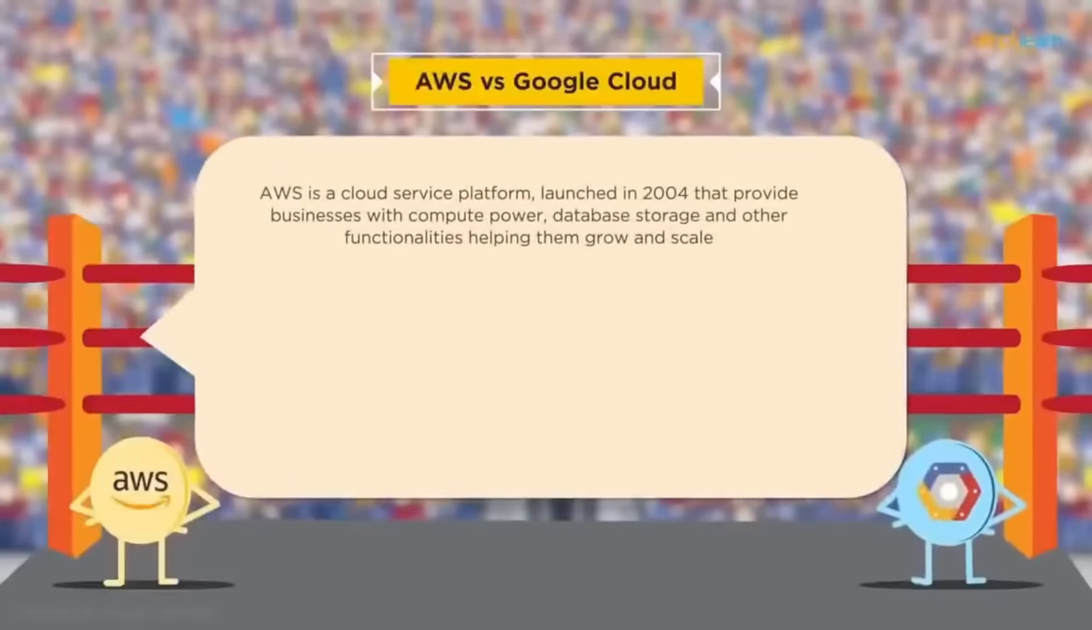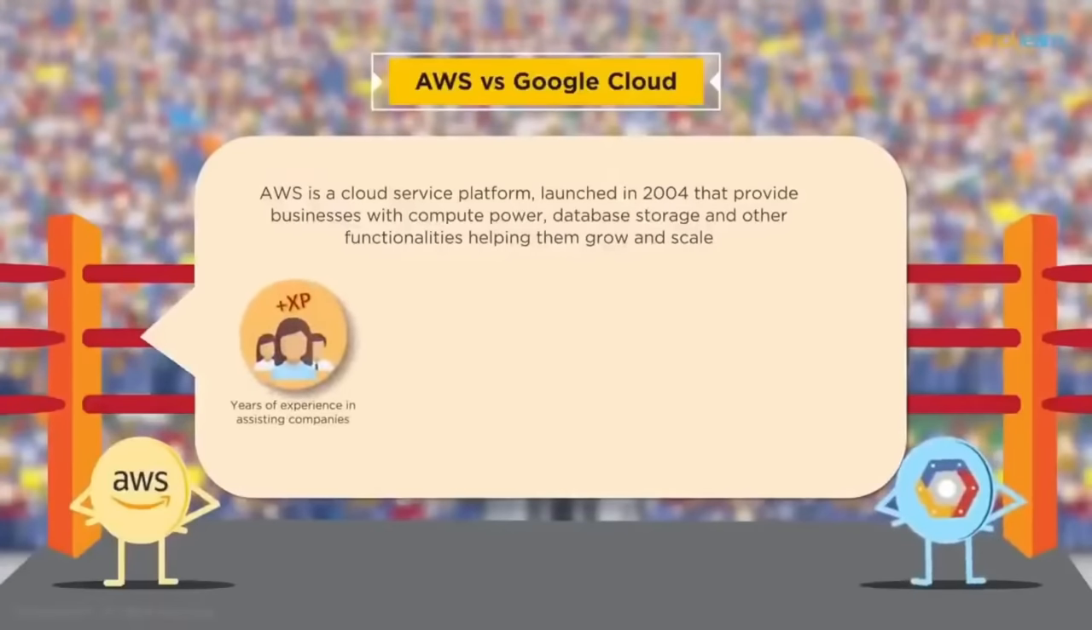AWS was launched in 2004 and is a cloud service platform that helps businesses grow and scale by providing them services in a number of different domains. These domains include compute, database, storage, migration, networking, and so on. A very important aspect about AWS is its years of experience. Now AWS has been in the market a lot longer than any other cloud service platform, which means they know how businesses work and how they can contribute to the business growing.